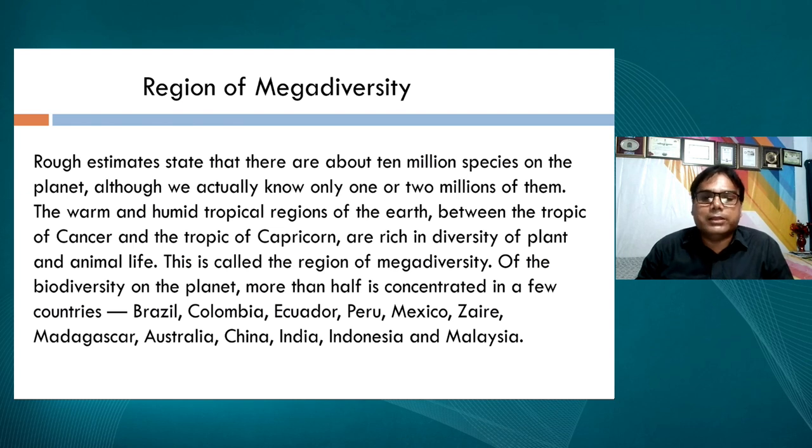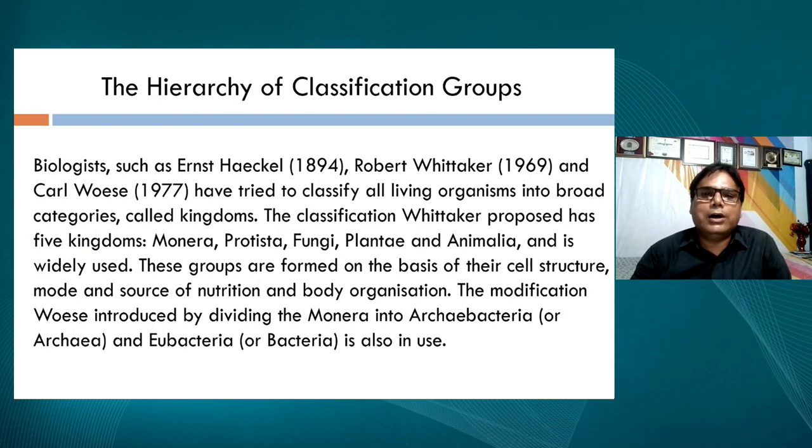We call them the lungs of the earth. There is Colombia, Ecuador, Peru, Mexico, Madagascar, Australia, China, and our country India, Indonesia and Malaysia. So these are the regions of mega diversity, meaning these regions have rich biodiversity. Now students, you will be able to understand that diverse forms of life are found.